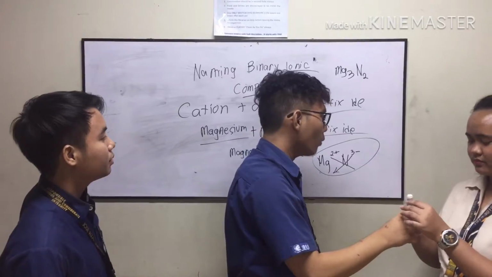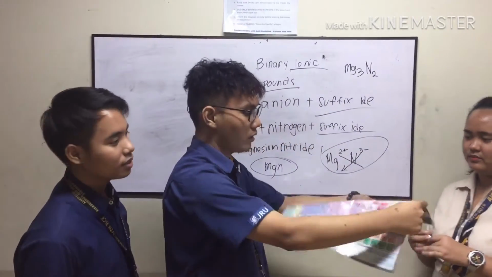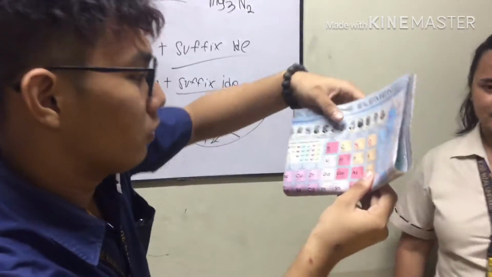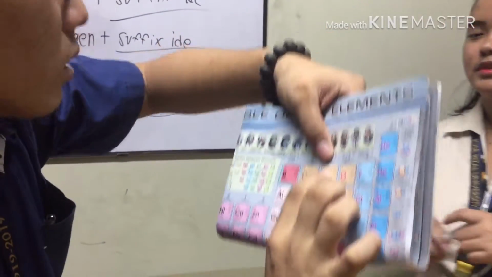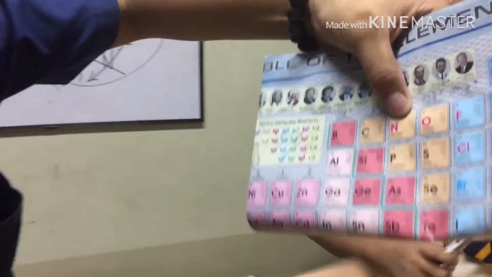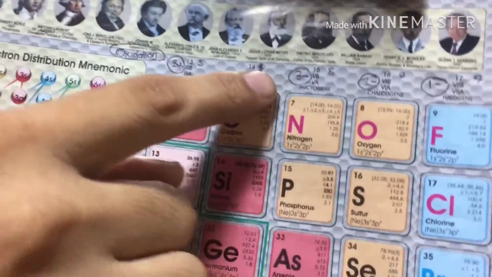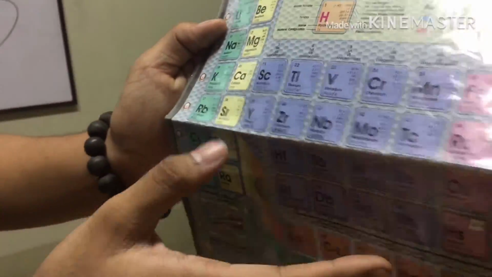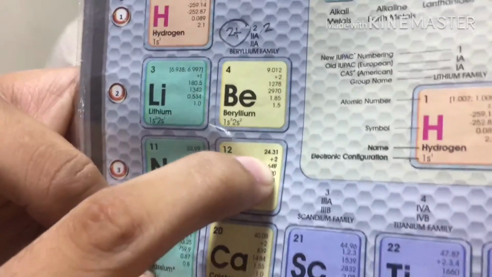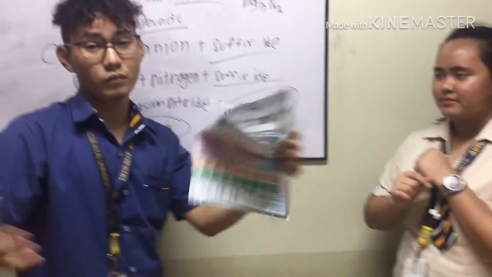But before that, how do we get the oxidation number? This is the oxidation number. Can you please zoom in? Where's the nitrogen? Nitrogen is -3. This is the -3 above it. This is the oxidation number of nitrogen. And where's magnesium? There's the magnesium. It is +2. That's the oxidation number of magnesium. So that's so easy.